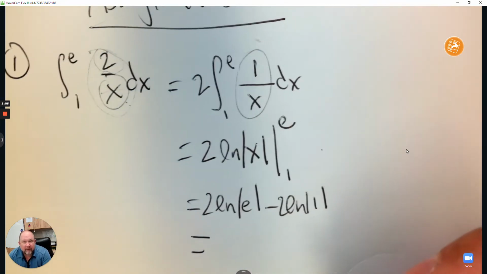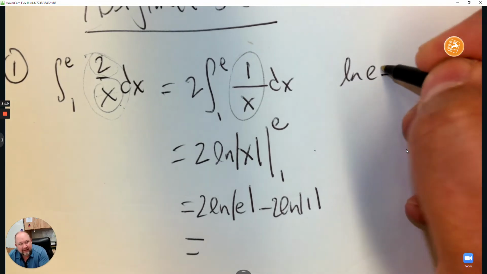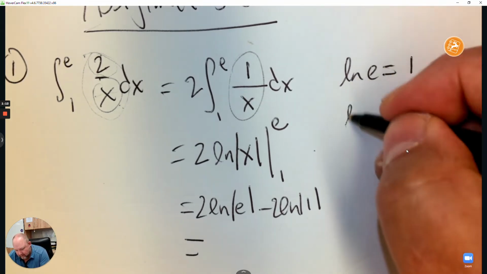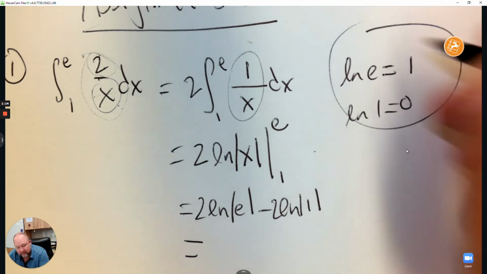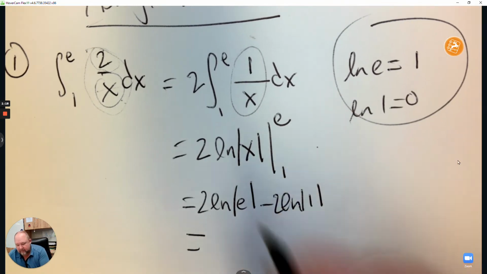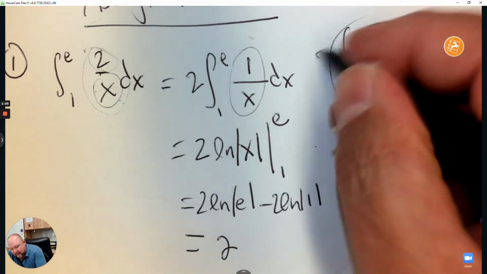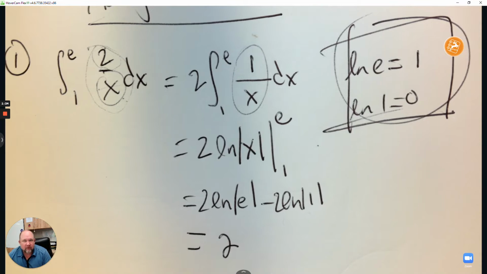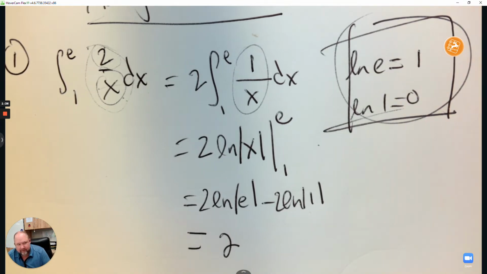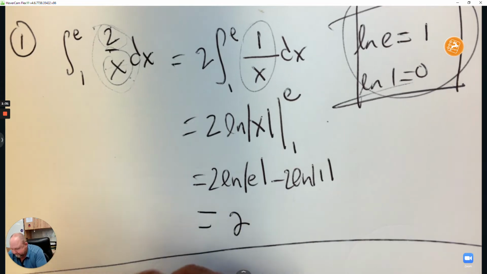Now, some properties we have to know that will help us on multiple choice. ln e is equal to 1, and ln 1 is equal to 0. Those are really helpful ones to know that show up all the time to simplify it. So if that's true, this answer is just 2. This I should know. You can do it. Remember, ln e equals 1, and ln 1 equals 0. Number 2.